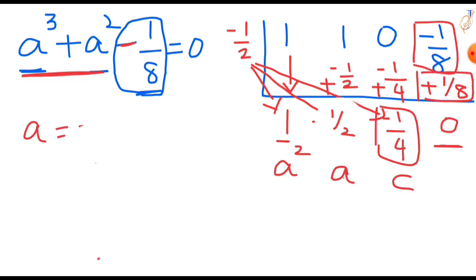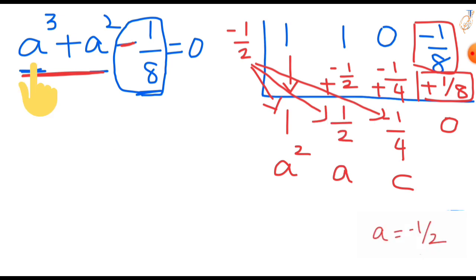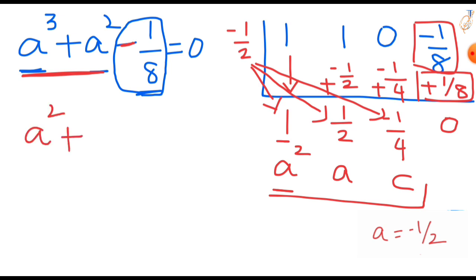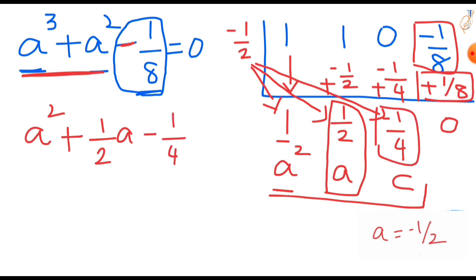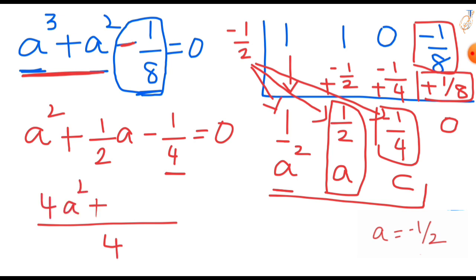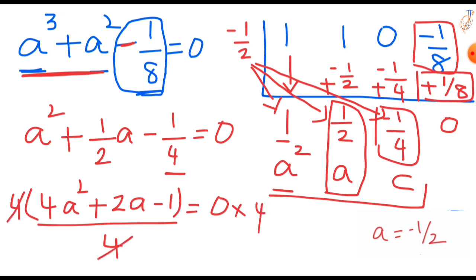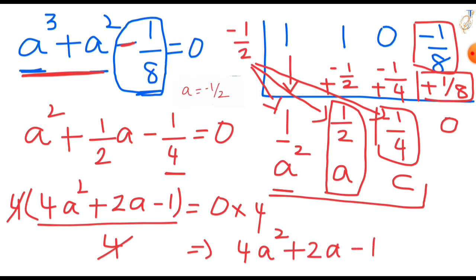a equal to minus 1 by 2 is our first solution. The cubic equation is reduced to a quadratic equation. So the equation is a square plus 1 by 2 a, then the constant value is minus 1 by 4, equal to 0. If you take the LCM here, 4 comes in the denominator: 4a square plus 2a minus 1 over 4 equal to 0. If you multiply by 4 on both sides, the 4 gets cancelled. Then our equation becomes 4a square plus 2a minus 1 equal to 0.